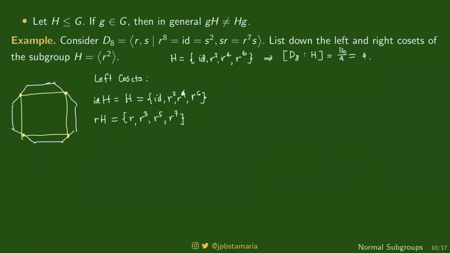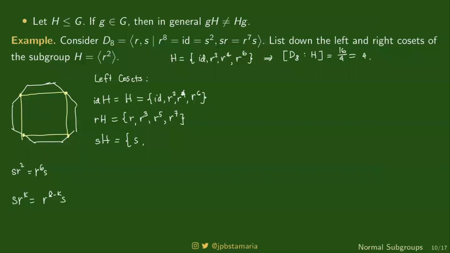So kung gagawa ka ng another coset, you choose an element that's still not mentioned. Ano ba? S is not mentioned. You can do SH. If you multiply S on the left, you get S times identity, which is S. SR squared is, anong formula sa SR squared? Saan equal yung SR squared? R6S. Yes. Ang formula ulit, SR^k is R to the 8 minus k S.